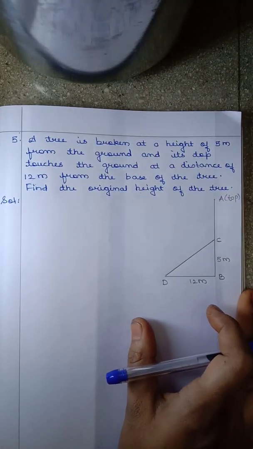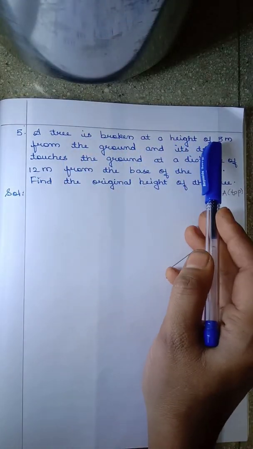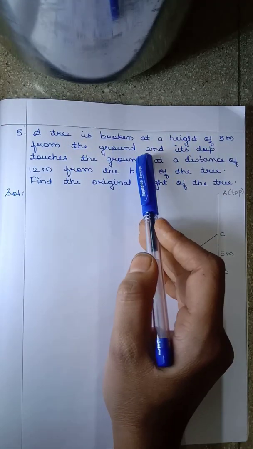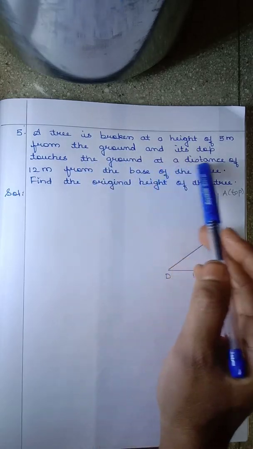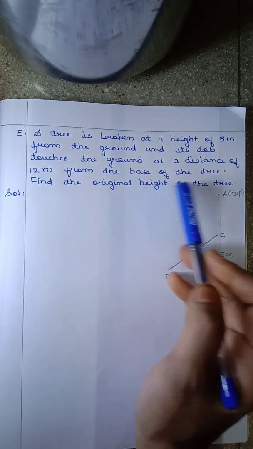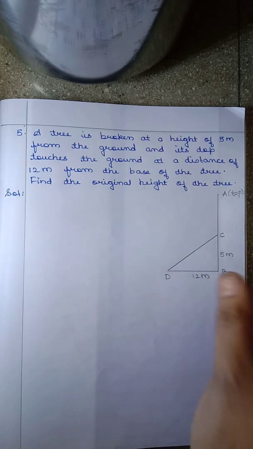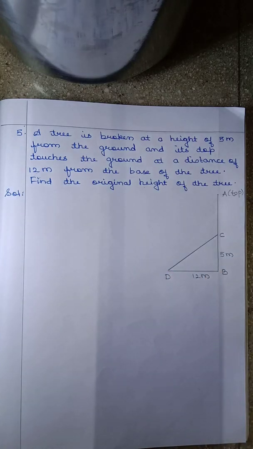So now let's move to the next question, the fifth one. The question is, a tree is broken at a height of 5 meter from the ground and its top touches the ground at a distance of 12 meter from the base of the tree. Find the original height of the tree. So children, read the question carefully and understand the meaning, and according to that you have to draw a figure. The figure is very important here.